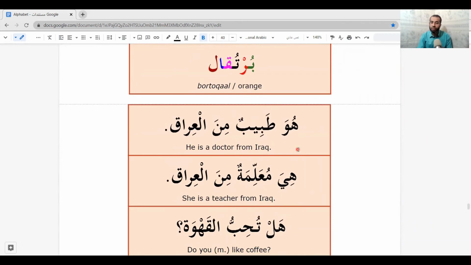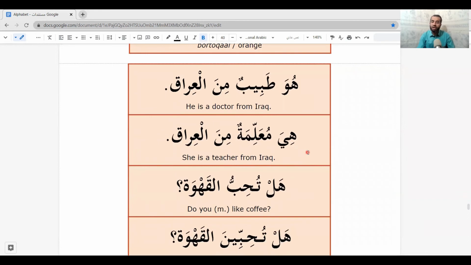Now let's read these sentences. He is a doctor from Iraq. هو طبيب. Min is from. Here you see mina because we join it with the following word. And here in this word al-Iraq, the alif will be silent. So we say min al-Iraq. So na will be followed by lam with sukun. هو طبيب من العراق.